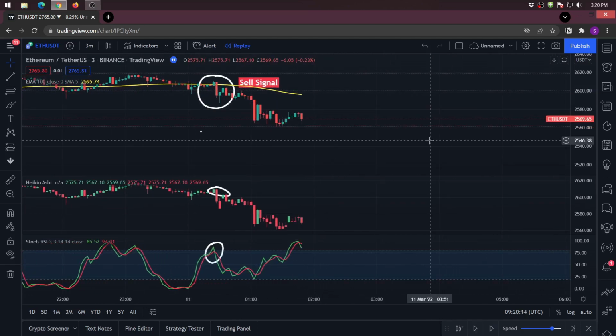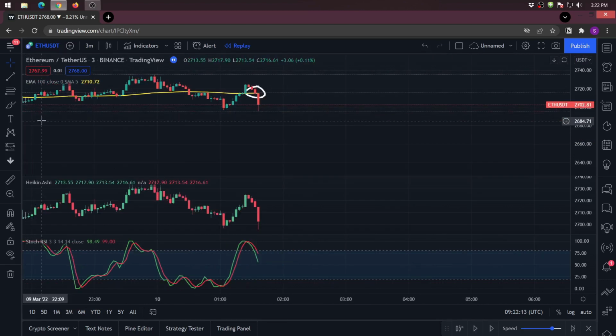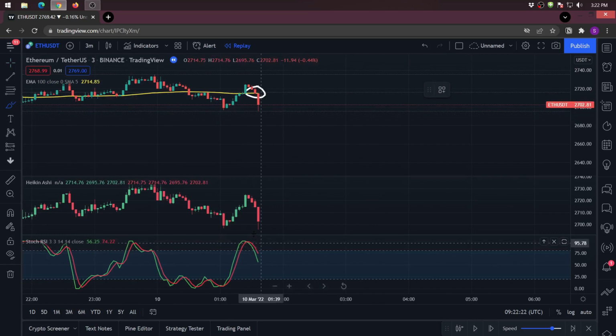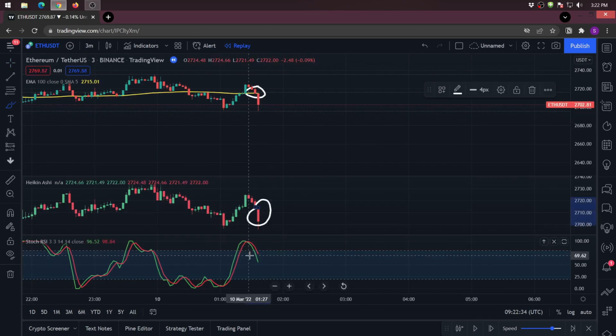So now let's introduce the exit strategy. In this chart you can see the price is below 100 EMA, and also the Heikin Ashi candle is red, and the red line successfully crossing the green line. So we get 3 confirmations. That means a strong downtrend is going to happen.